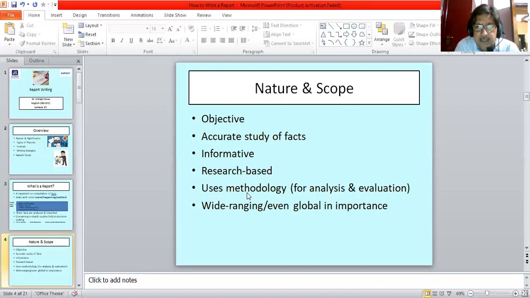And a report is very wide-ranging, far-ranging, even of global importance in its implications. So it can be very far-ranging in its implications. For example, a demographic report of the population growth of a country can have far-ranging implications in the economic development of that country and in comparing the demographic statistics of that country with other countries of the world. So like this.